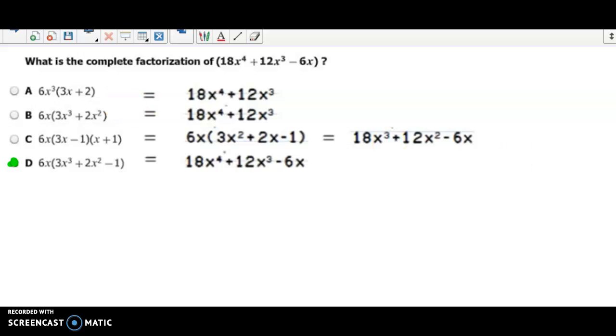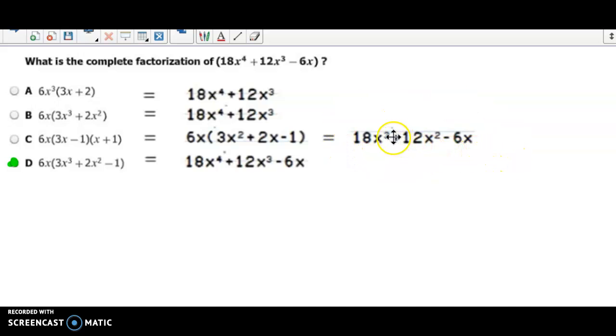For question number 5, what is the complete factorization? We can come back here and we can take each one of our answer choices and multiply this out. So we're going to use our distributive property and we get this. If you notice, we get the same exact thing for both of these. Okay? For this one, we have to use our FOIL method first, which we would get 3x squared plus 2x minus 1. And then we use our distributive property, and we get this.